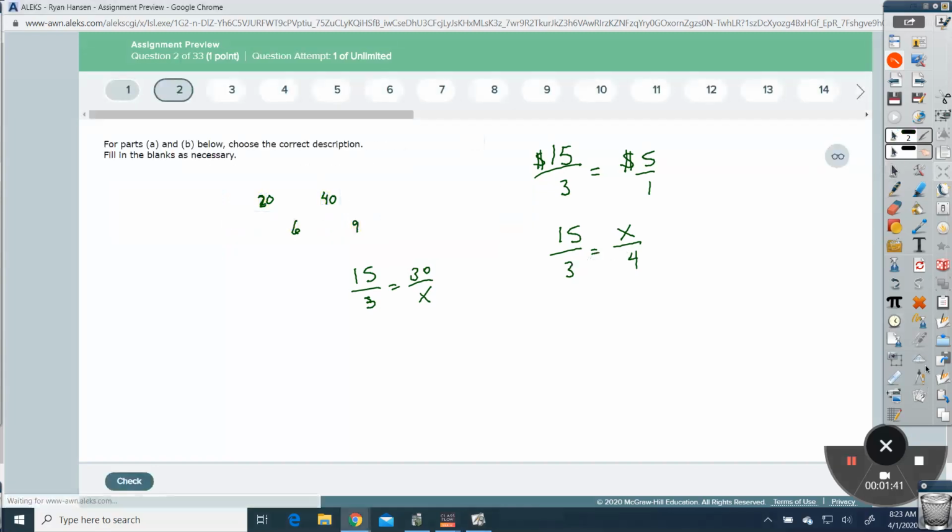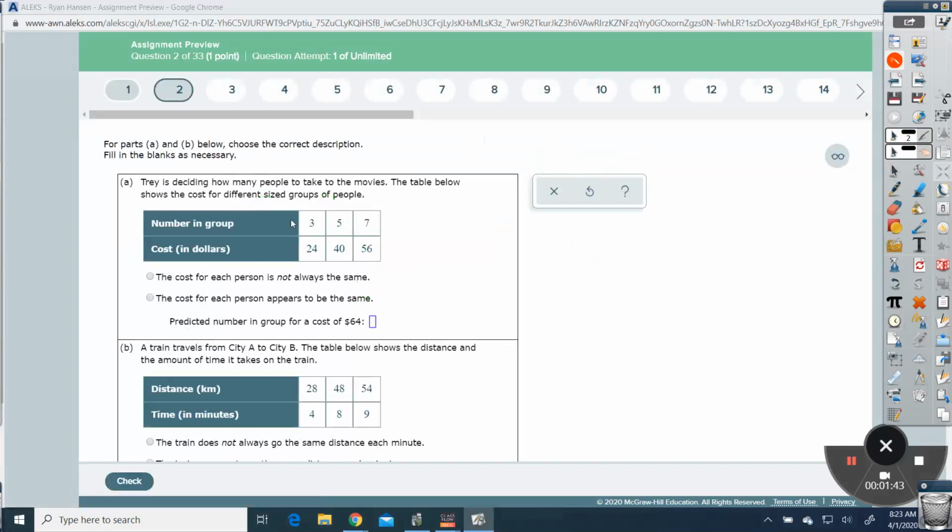Second question says, choose the correct description, fill in the blanks below. So it says, Trey is deciding how many people, excuse me, to take to the movies. The table below shows the cost for different size groups of people. Number in group, cost in dollars. So it says the cost for each person is not always the same. It appears to be the same. Predict the cost for 64.